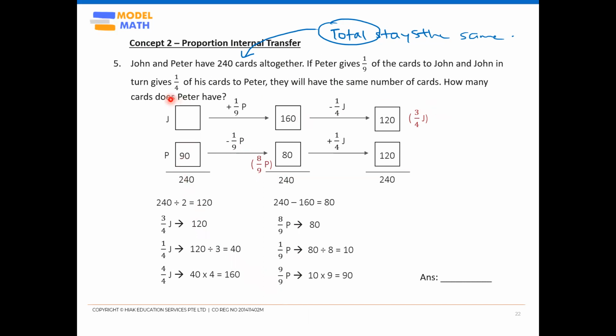Now, if you read the question, they want to know how many cards Peter has. All these are 'if' questions. This is an 'if', so if they want Peter, they want his original number of cards. 'If' means it has already happened. So we want Peter's original cards, and that's it. You have your 90 cards. If they ask how many cards John has, then of course you go on to do one more step: 240 minus 90 to get this box here.